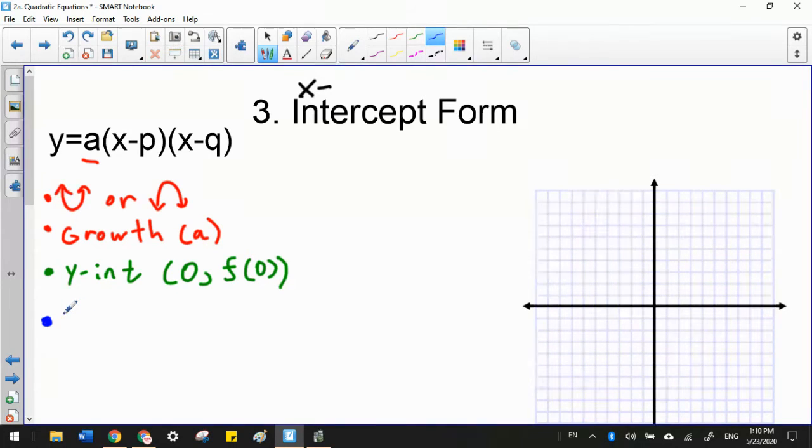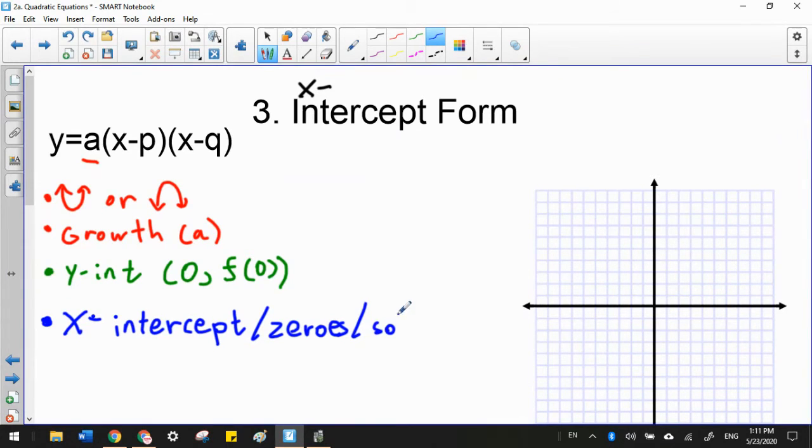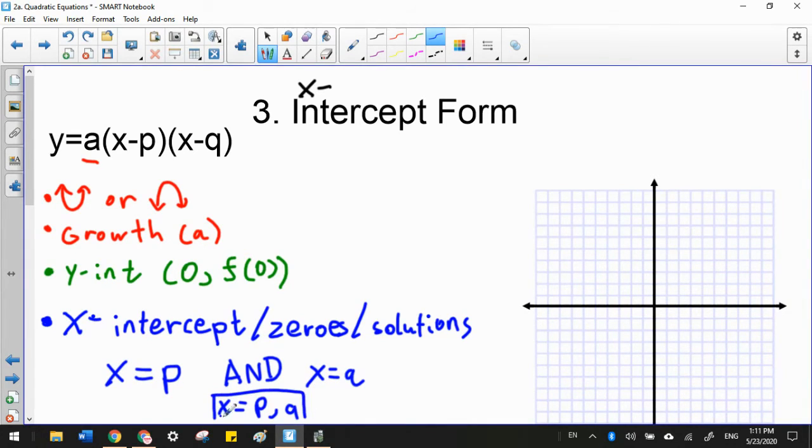And it tells you one more thing that's extremely important, which is where your zeros are going to be. And this is the first and last time I'm going to remind you that zeros and x-intercepts and solutions are literally the same thing. The x-intercepts or the zeros or the solutions that you find are based on p and q, as in x is equal to p and x is equal to q. If you decide to write it like this, it's also viable.